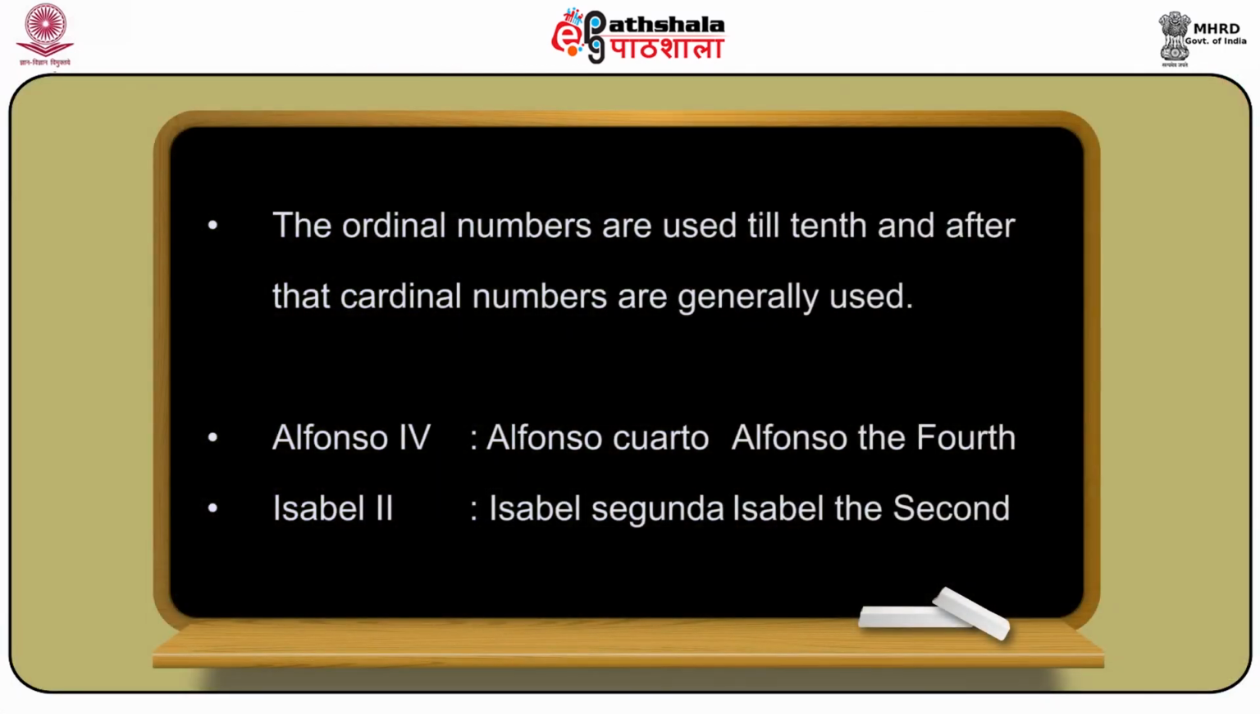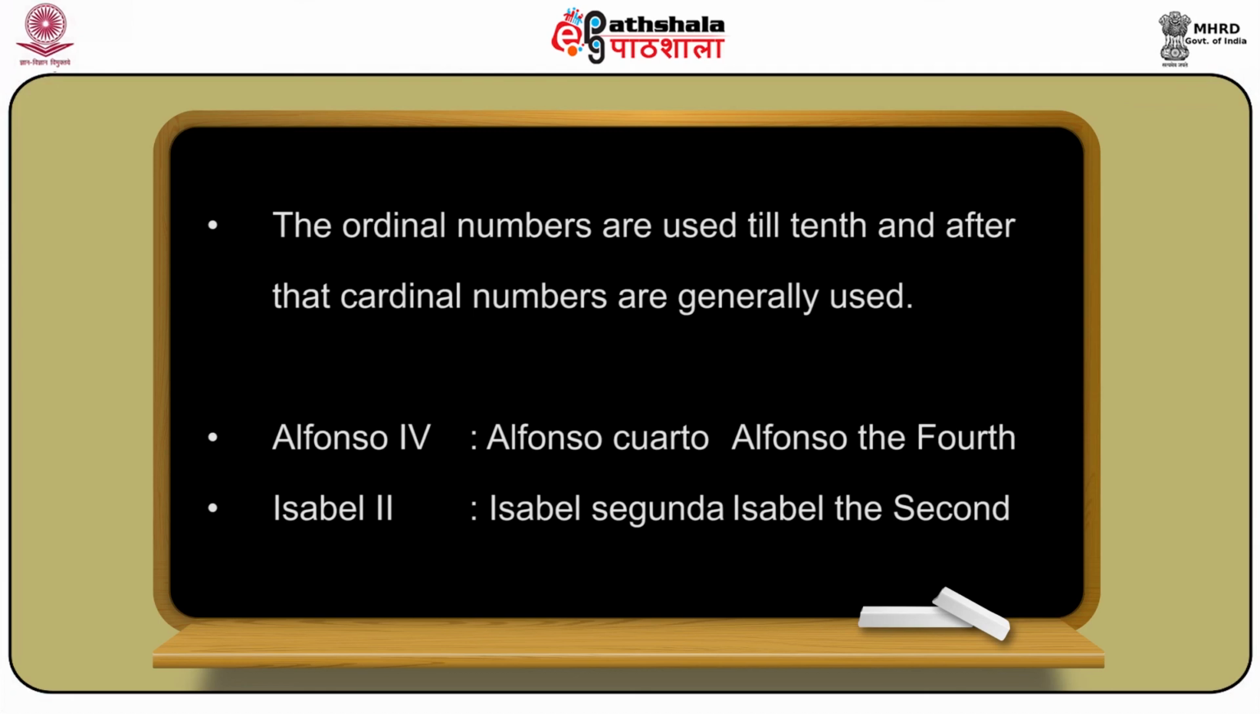And the ordinal numbers, these first, second, third in Spanish, are used till 10th, and after that cardinal numbers are generally used. So 11th can be said as once, 14th can be said as catorce, likewise.